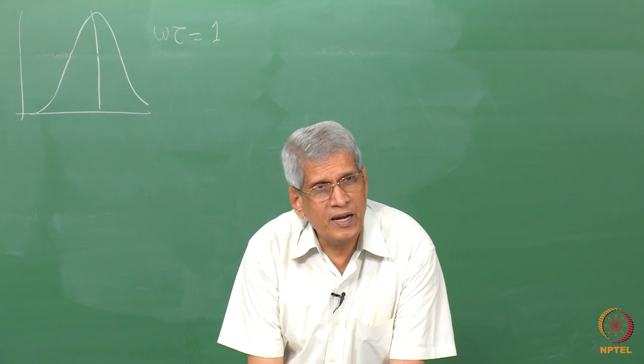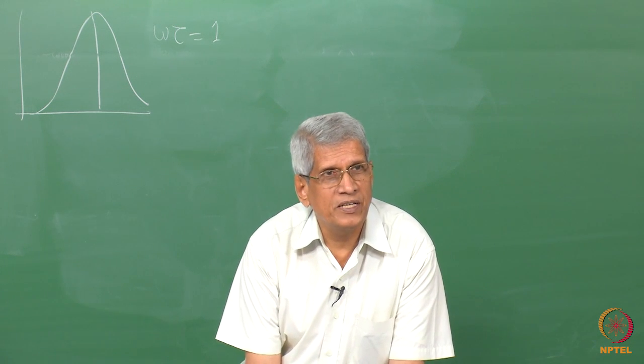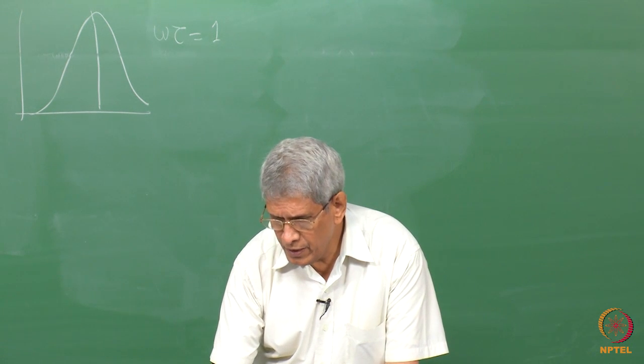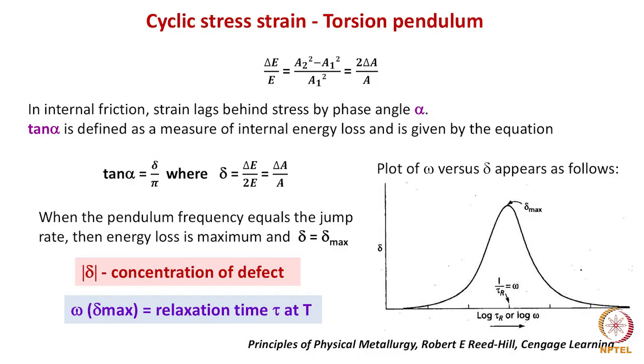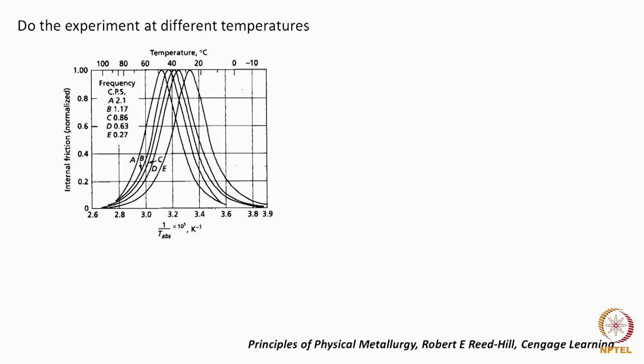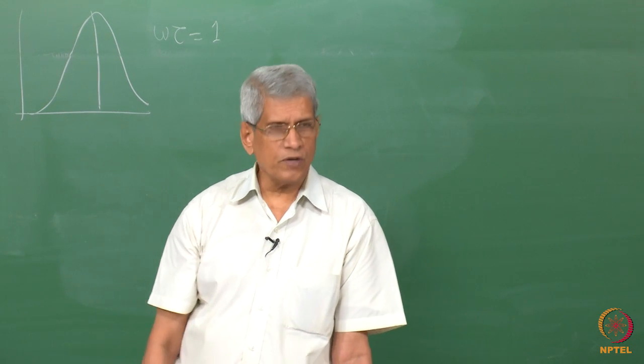the external oscillation frequency which you are imposing on the crystal, will be different for the sample. So delta depends on the concentration, and omega at delta max depends upon the relaxation time tau. These are the two factors which we get. Now, if we do this experiment at different temperatures, this is the sort of plot we will be getting. And this delta is called the internal friction coefficient, which represents the internal friction. So the maximum value at each temperature is for different frequencies.